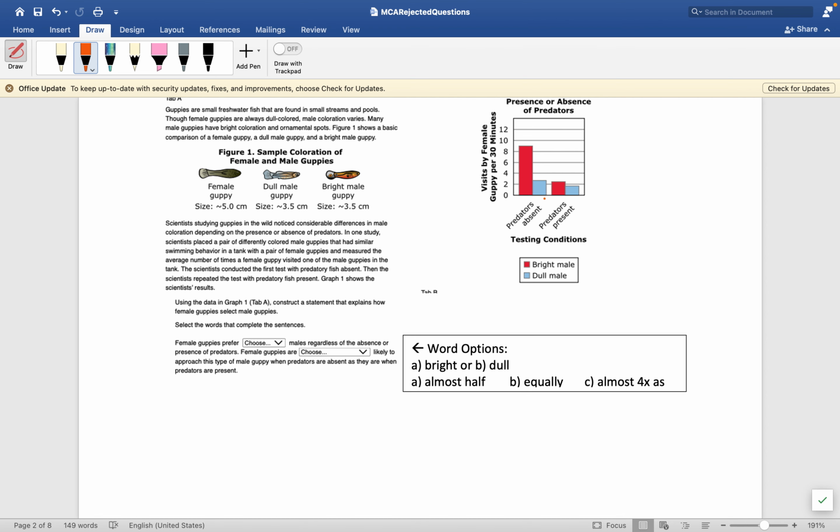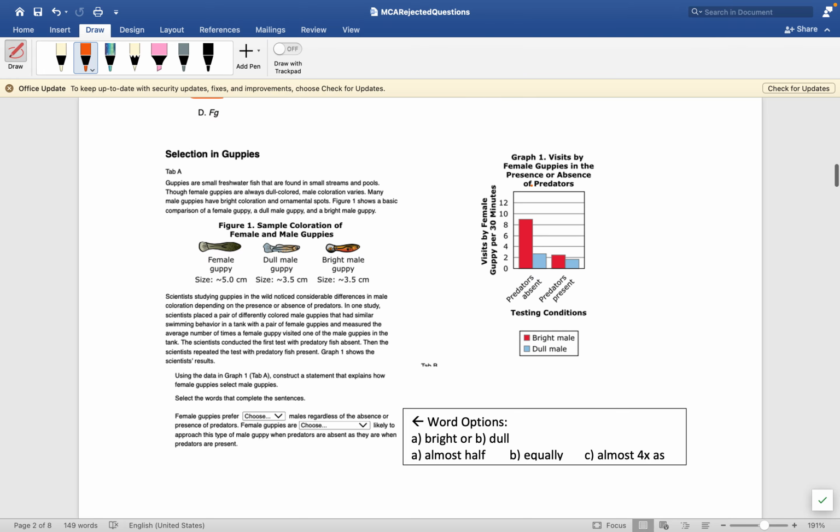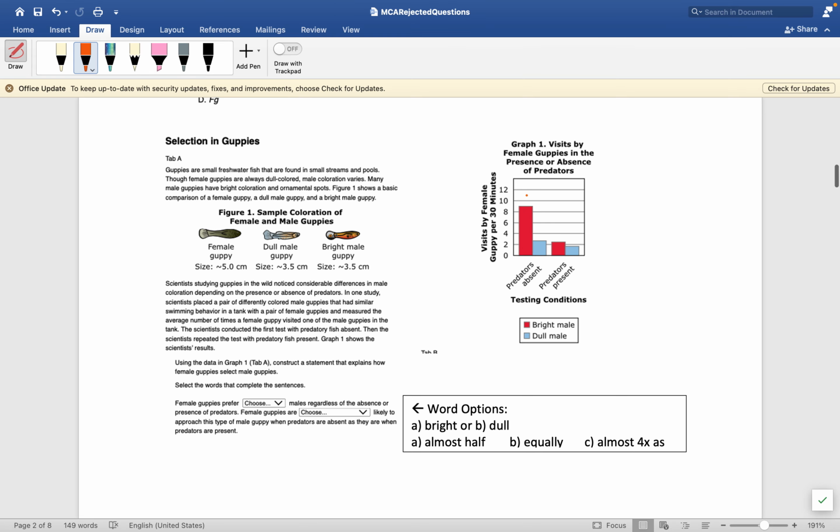Using the data in Graph 1, construct a statement that explains how female guppies select male guppies. All right, so if we take a look at this, it says visits by female guppies every 30 minutes, bright male versus dull male. So when there are no predators, females prefer bright colored males. But when predators are present, they still prefer bright males, but there's not a big difference between bright males and dull males. It's pretty close to each other.